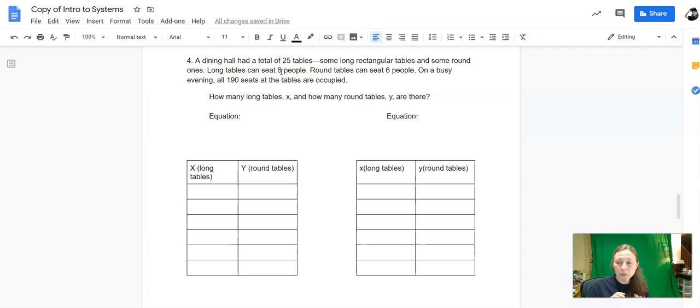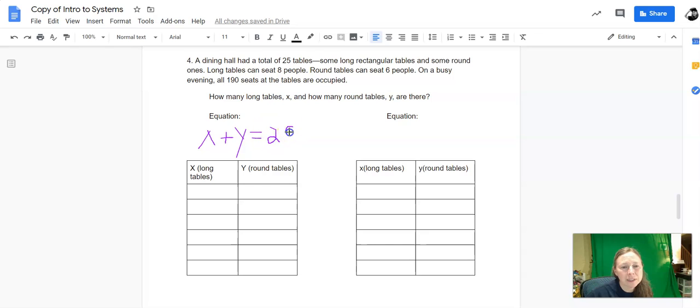So in this situation, we've got two constraints again. We have the total number of tables. They have to add up to 25. And we have the total number of seats at the tables that has to add up to 190. So we could write the equations first, and then we could make the tables or whatever makes sense. In the first equation, x plus y must equal 25.